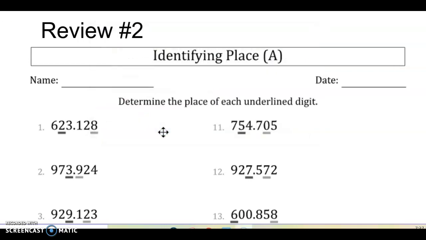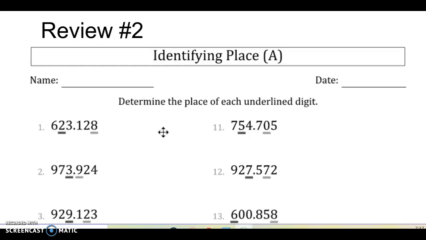This is review number 2. Here are some actual questions that involve identifying place value, which relates to what we did in review sheet number 1. So the first thing we want to do is to identify the place of each underlined digit. Okay, so here we look at the 2.